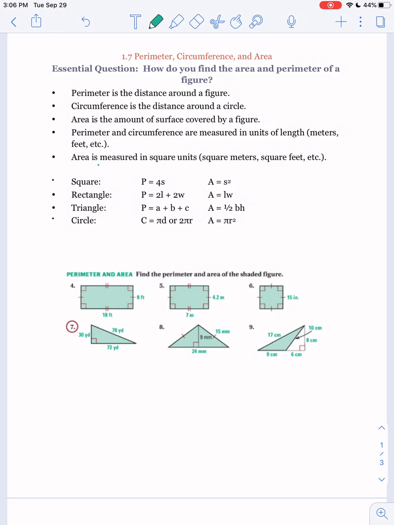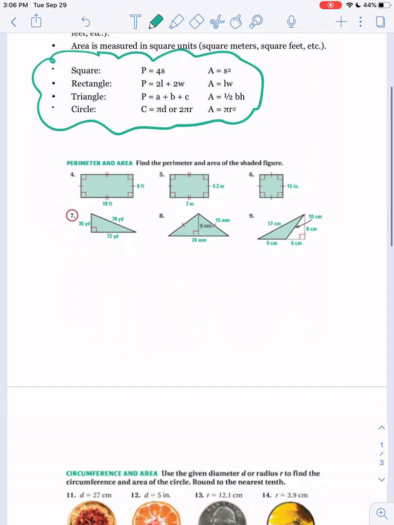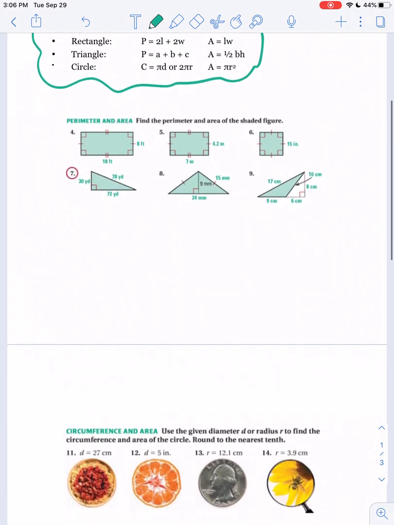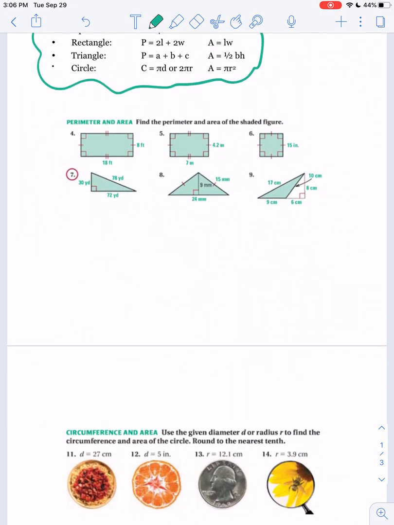And just a quick review of what our formulas are. You're probably familiar with these, and you don't have to memorize them. We'll always give you a formula sheet. Let's go ahead and practice a few. The directions ask to find the perimeter and area of the shaded figure. So we'll start with our rectangle.